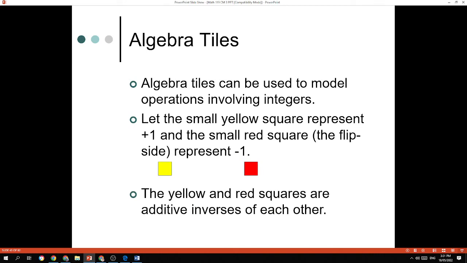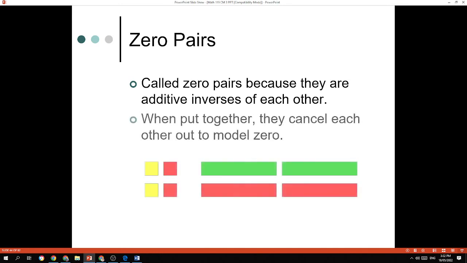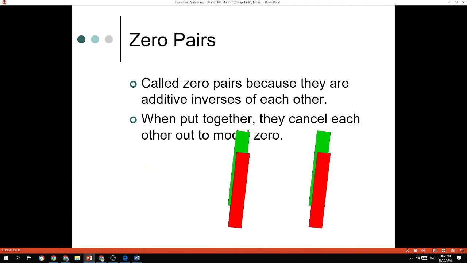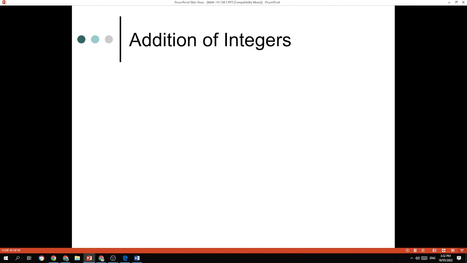The yellow and the red square are additive inverses of each other, meaning we have a zero pair there. They are called zero pairs because they are additive inverses of each other. When we put them together, they cancel each other out to model 0. Just like what happened here, that's an example of a zero pair. That will be 0. Same thing with this one, this is an example of a zero pair, and that is 0.